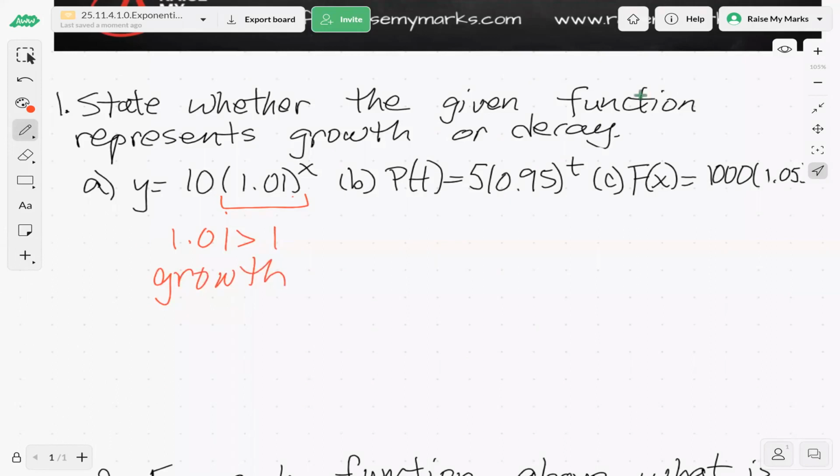Part B, if P of t equals 5 times 0.95 raised to the power t, the value that's raised to the power t is 0.95, which is less than 1, so this represents decay.